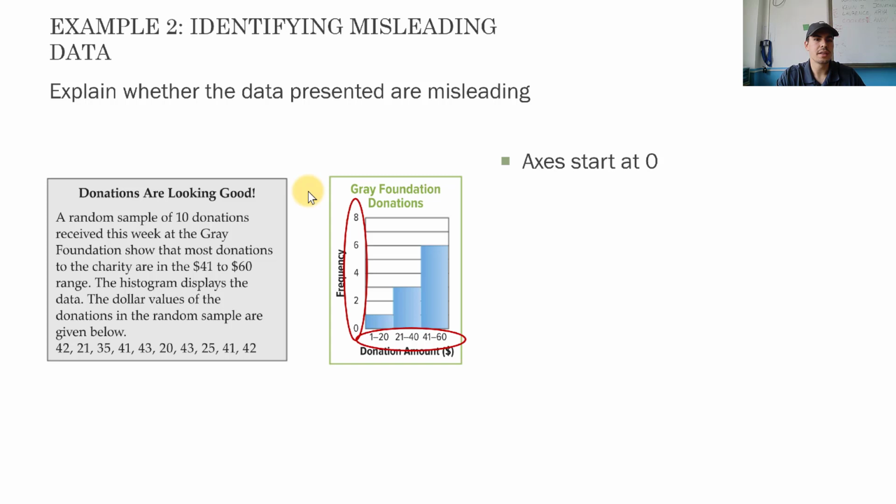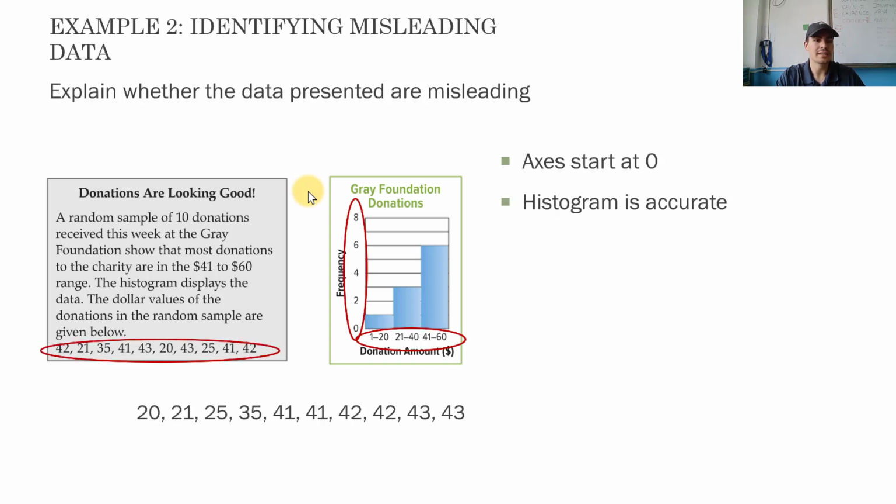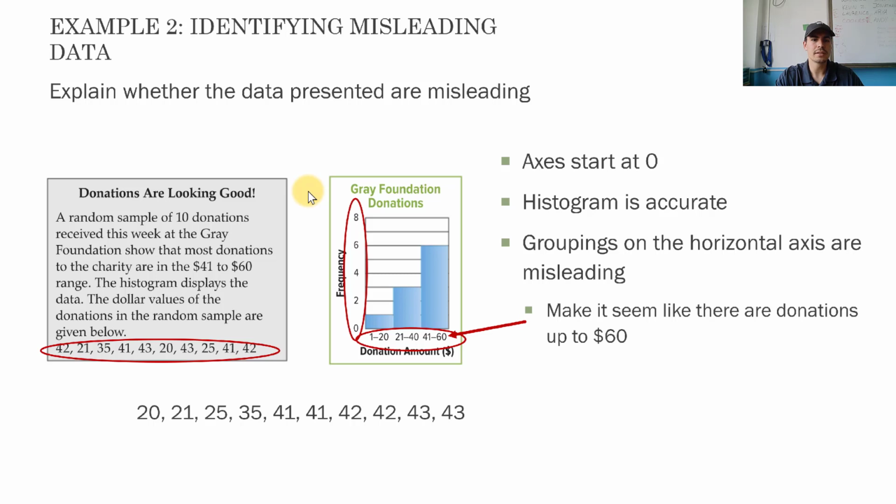So first things first, we see that our axes do start at 0, so that's a good start. And really our histogram is accurate. If I take my data set and I put it in order from least to greatest, we can see that my histogram is in fact accurate. However, the groupings on our horizontal axis are actually quite misleading, because where does this $60 figure come from? It really looks like a lot of donations are up around that $60 range, when in fact our maximum donation amount is only $43.